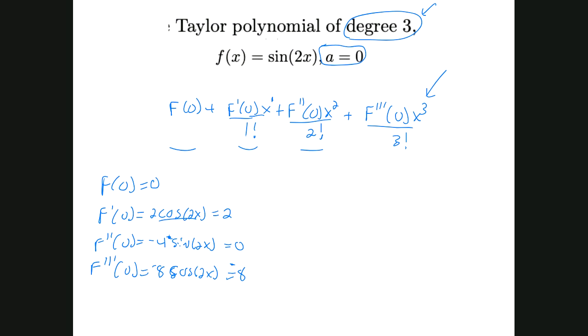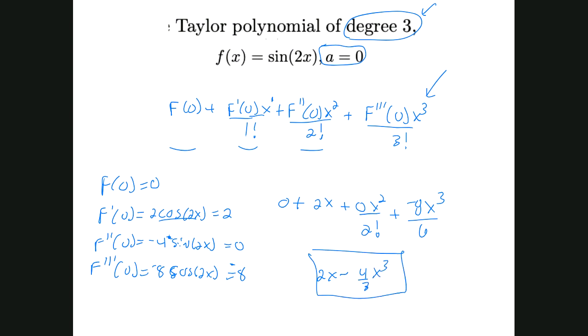0 plus f prime of 0, so that's going to be 2x, plus the second derivative, which was 0 again. So then that's going to be 0x squared over 2 factorial, which obviously is just going to be 0, plus -8x to the third over 3 factorial, which is 6. So my answer, I would have 2x minus 4/3 x to the third. So that would be my third degree polynomial.